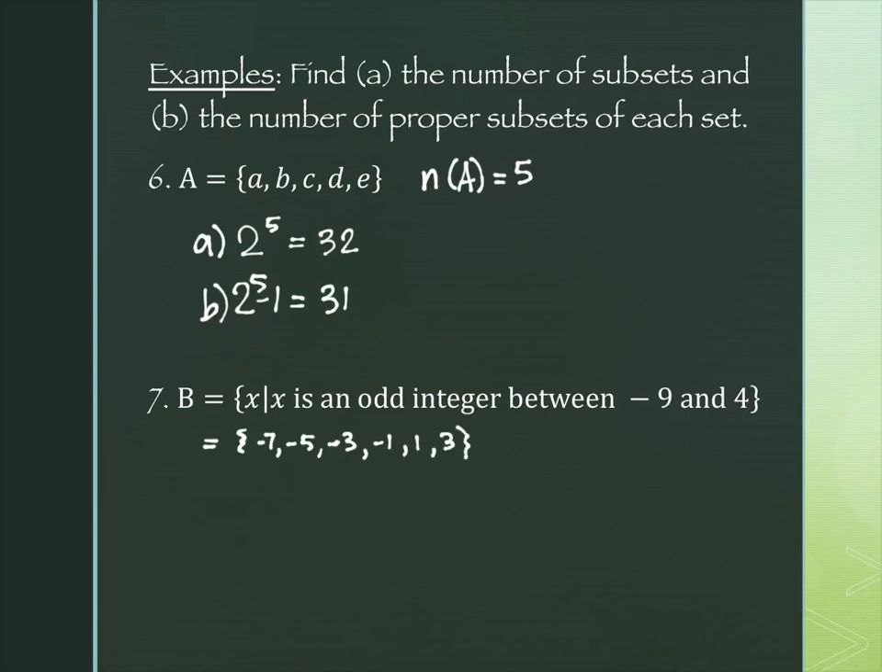Okay. Why are we not going to include -9? Yeah, it says between, right? It says between, so we don't include the end points. 4 seems like a funny place to stop maybe, but it doesn't matter. I mean, it's an even number, so we just don't include it anyway. This is the set in listing method. So what are the number of items that are listed here? 6.